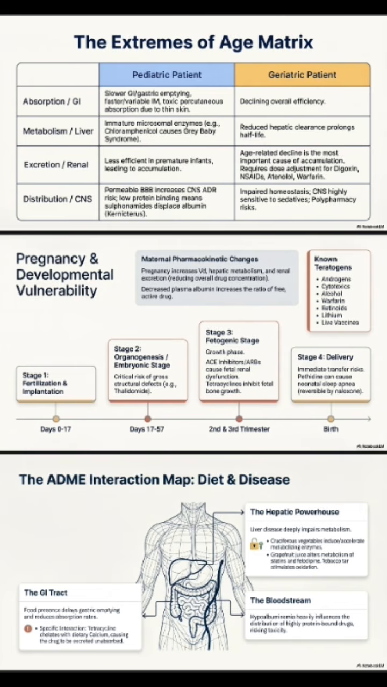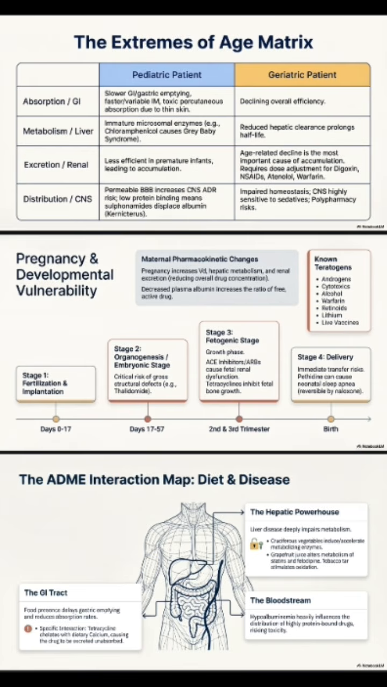Now, the next factor here is pregnancy and developmental vulnerability. First of all, in pregnant patients we have an increase in Vd, hepatic metabolism, and renal excretion, which will reduce drug concentration in the blood. And also, there will be decreased plasma albumin, which will increase the ratio of free drug to those bound to albumin. Another thing is that there's a risk of teratogens.